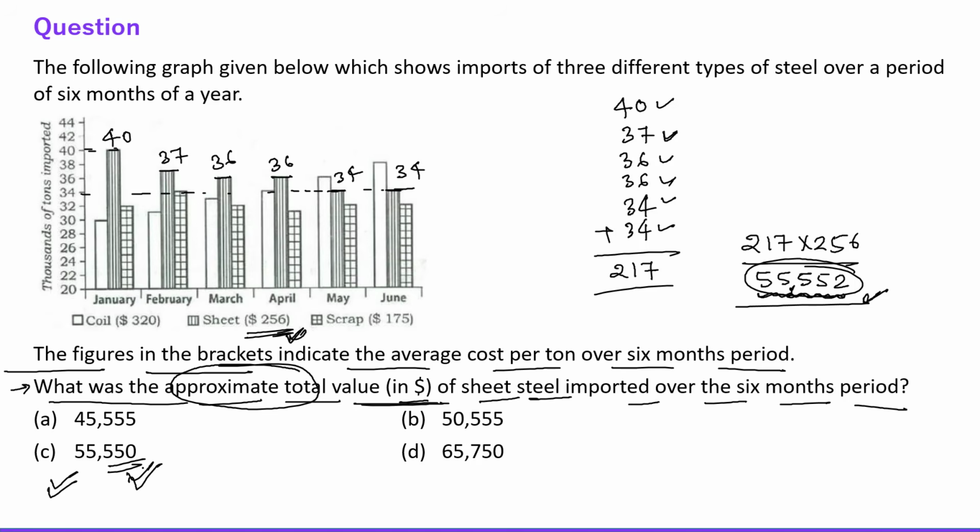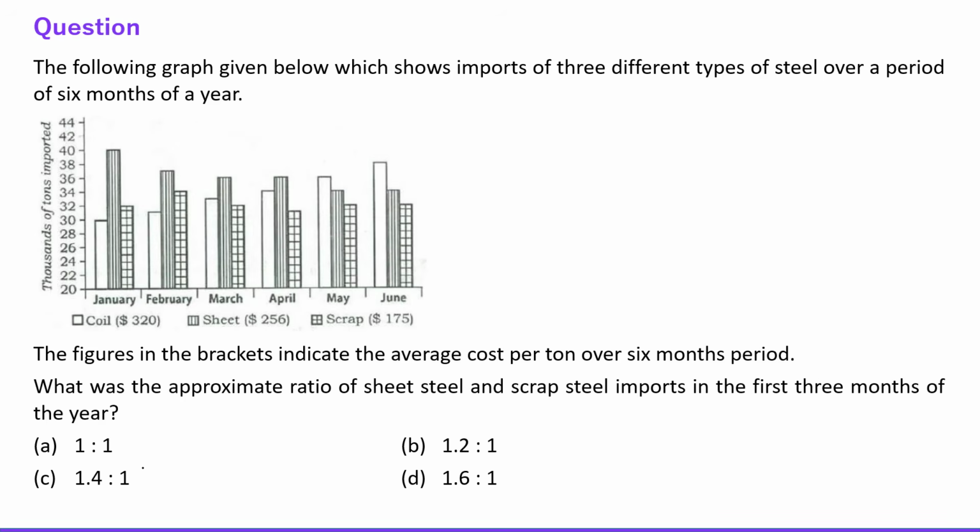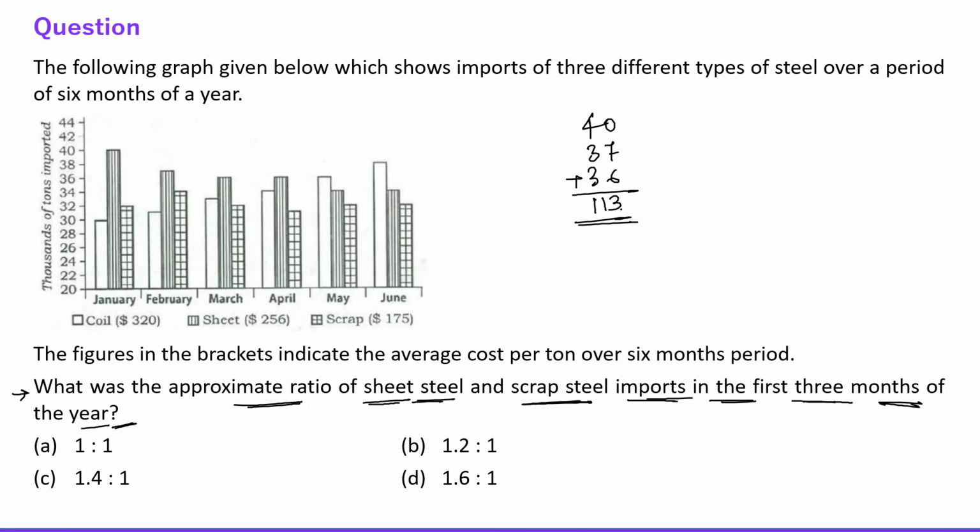Okay, now let's move to the other one. The next question says, what was the approximate ratio of sheet steel and scrap steel imports in the first 3 months of the year? I repeat the question, what was the approximate ratio of the sheet steel and the scrap steel imports in the first 3 months of the year? For the first 3 months for sheet we have already calculated. It was 40, 37 and 36. So this came 113 total. For sheet we have already calculated the import.